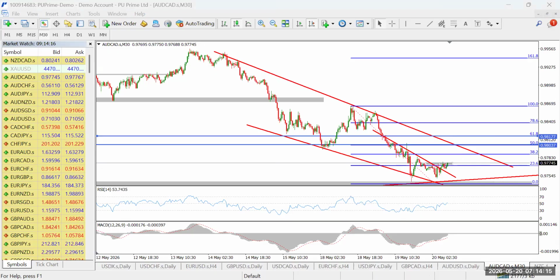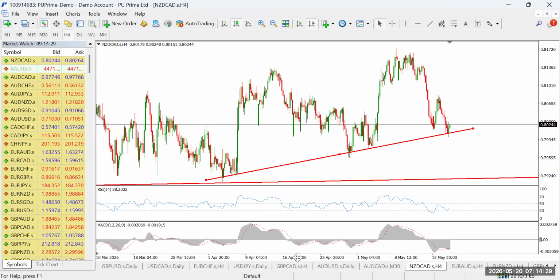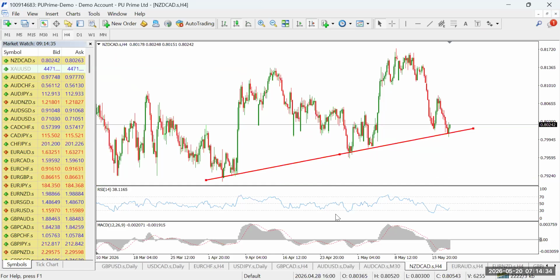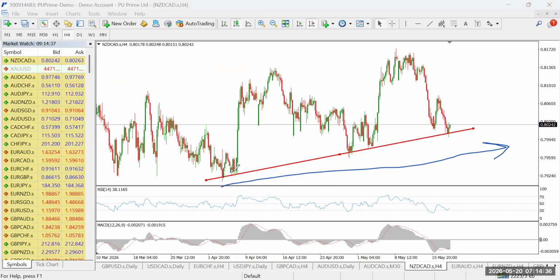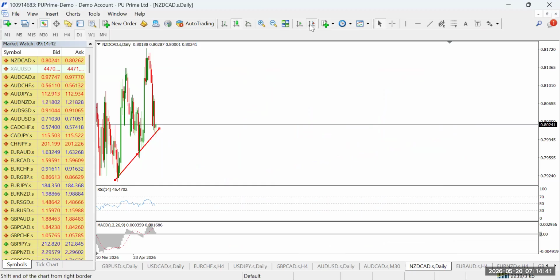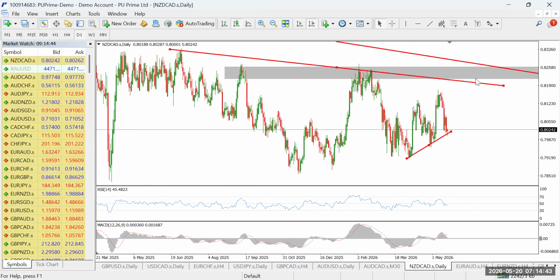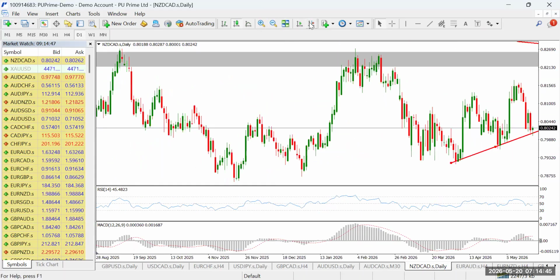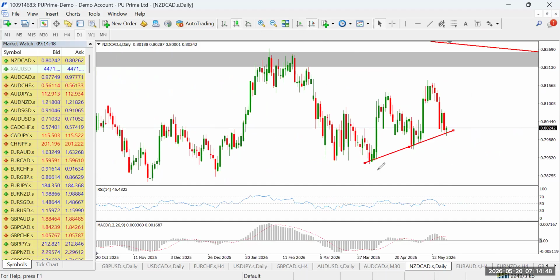So we're bullish on the AUD card this morning on the 30 minutes time frame. And also I'll be looking at the NZD card. The NZD card on the 4-hour time frame, we can see an uptrend. Even if you take it to the daily, it's still the same thing. Still the same uptrend, upward movement.